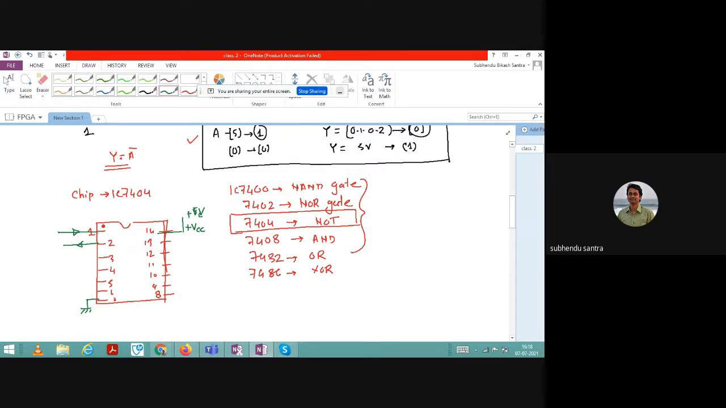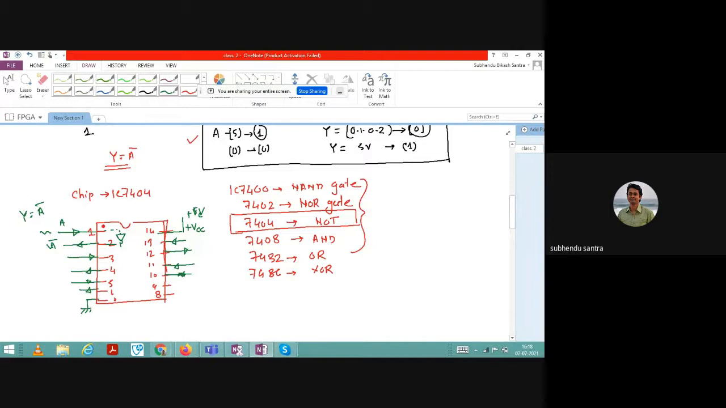Let us say I want to use this function, that y is equal to a bar. So a should be the input here, and the output a bar you will get from this. Internally you can assume that we have a NOT gate present. Similarly pin 3 is input, and from pin 4 it is output. Pin 5 is input and 6 is output. Same thing is here, you can give your input and you can get output.